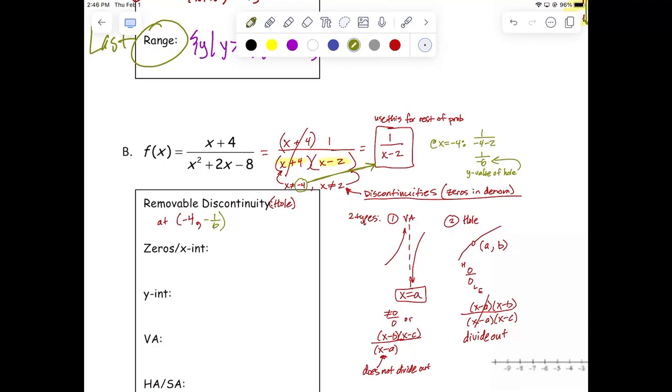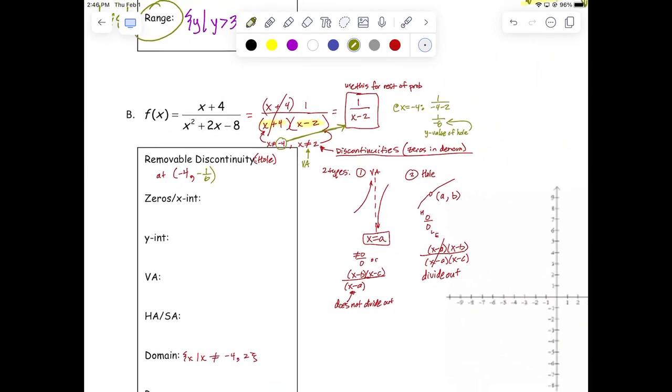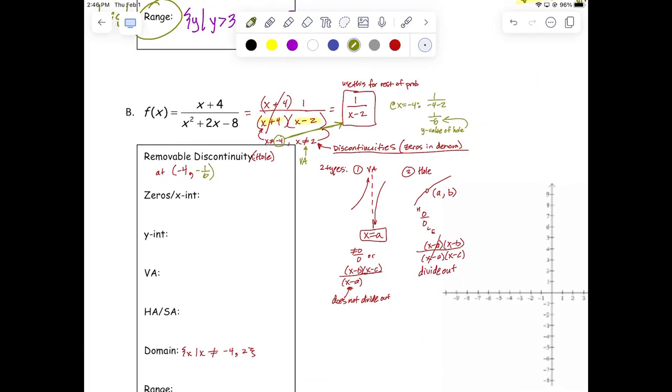And we got it. We got the y value of the hole. All right, now what's the vertical asymptote? This one doesn't divide out. There's no way to divide out the x minus 2, so this would be a vertical asymptote. So if I come down here to the VA, I have a VA at x equals 2.